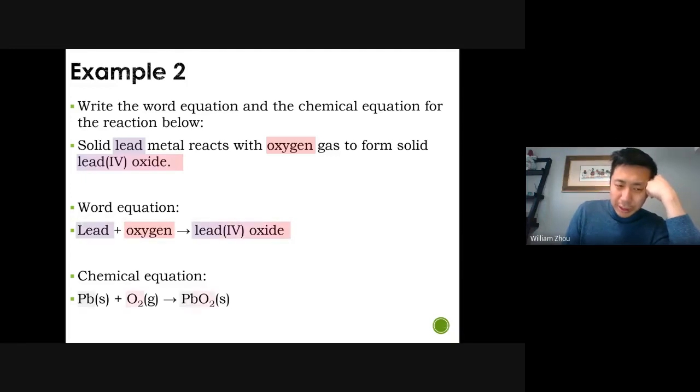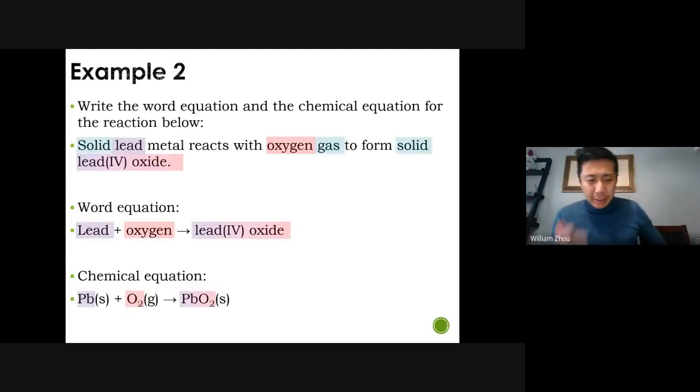All right, so of course, the state symbols, solid, gas, solid. Solid lead metals. So that's why you have the S. Oxygen, gas, you have the G. And solid lead 4 oxide, you have the solid S. Okay, and that would be the full chemical equation. You need everything. You need the solid, you need the gas, you need the solid, you need the arrow, and all the correct chemical symbols. Okay, is that clear, ladies and gentlemen?